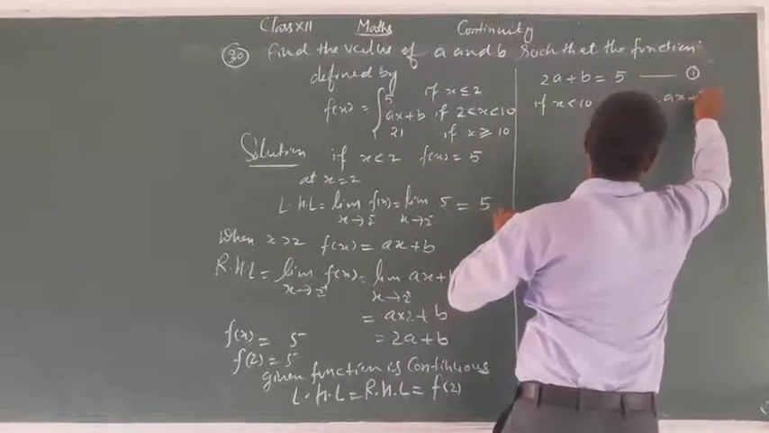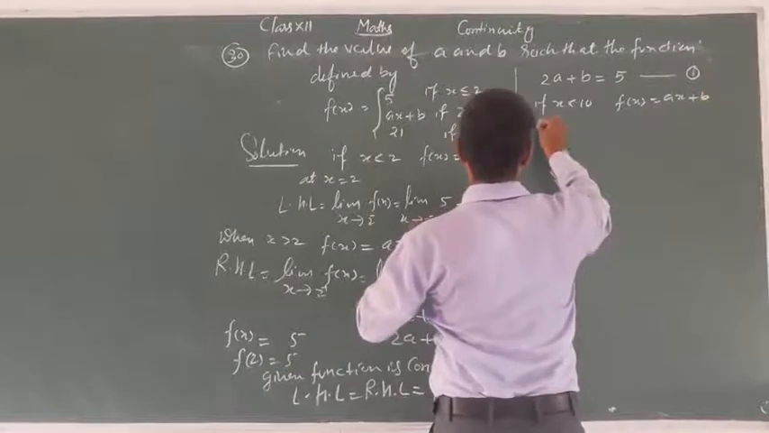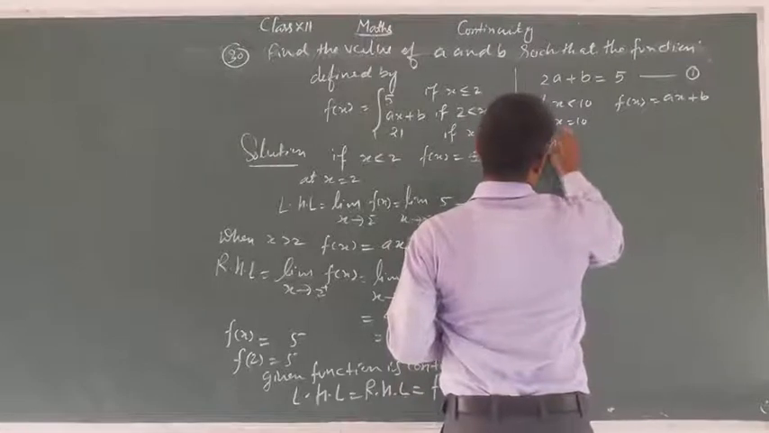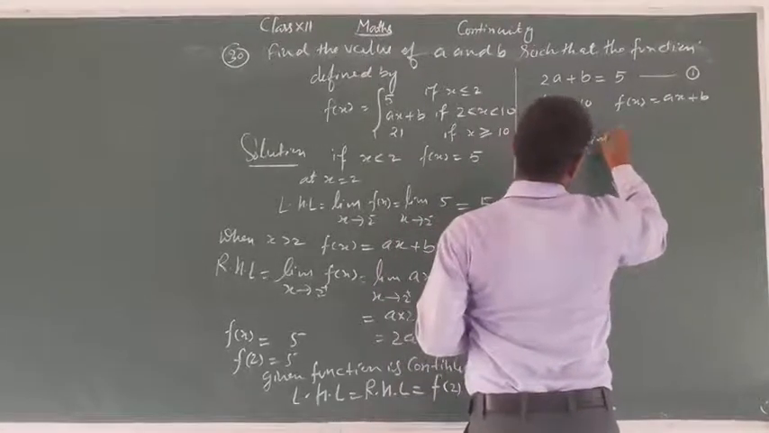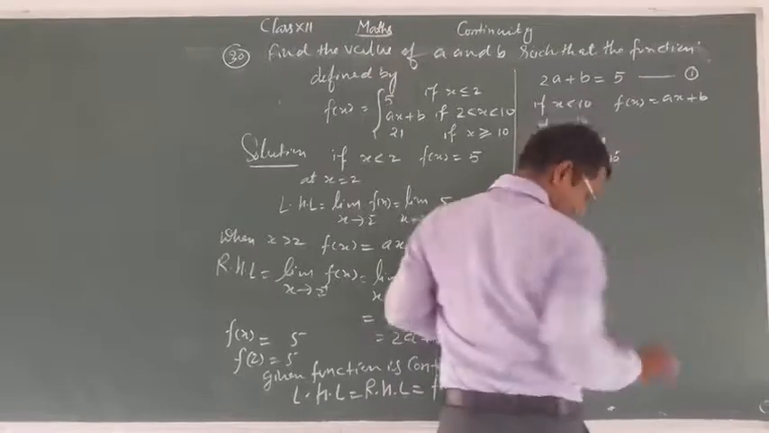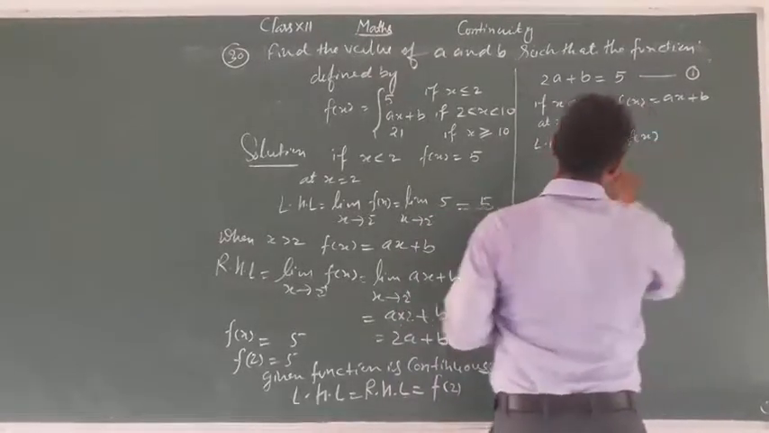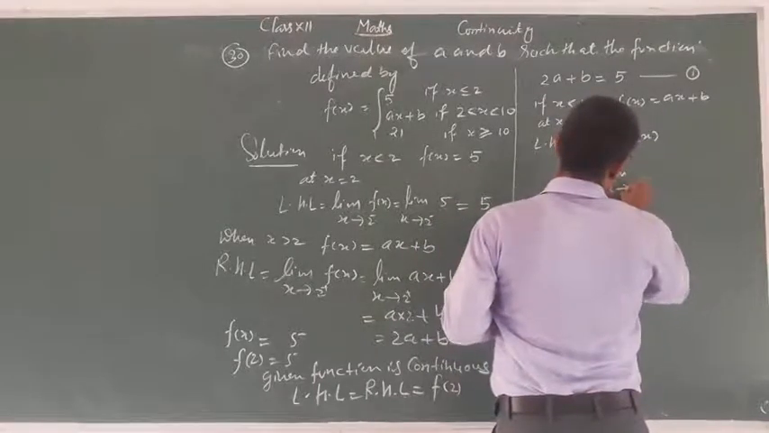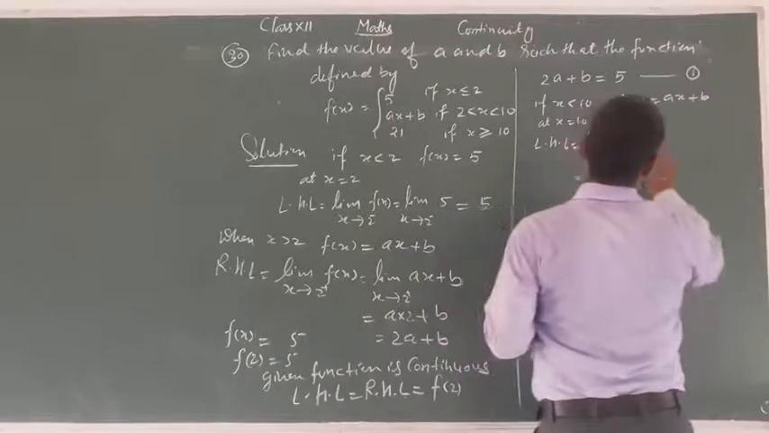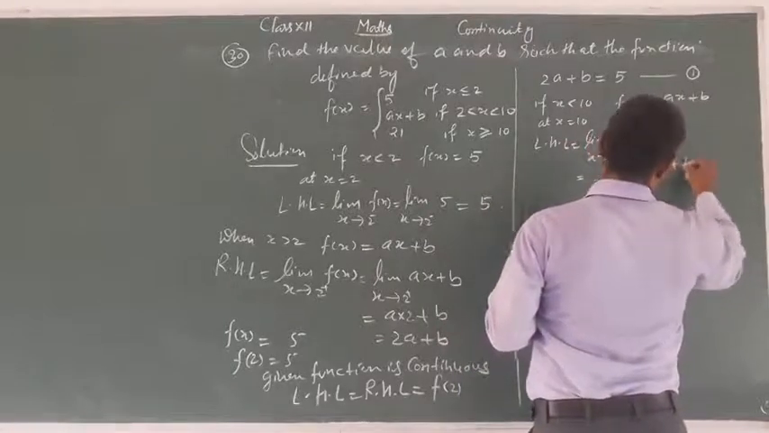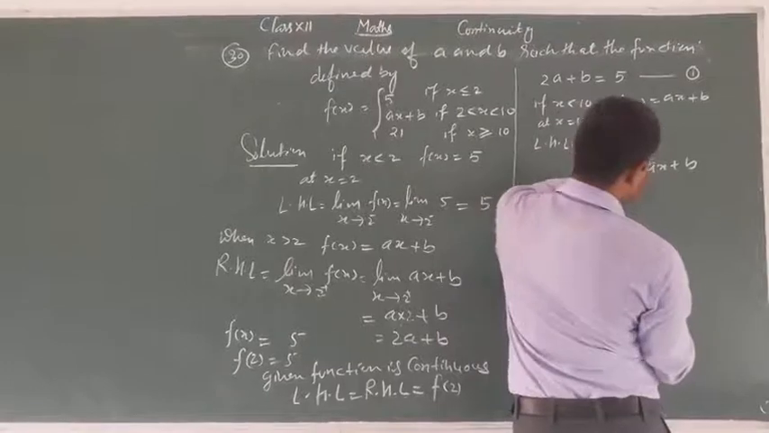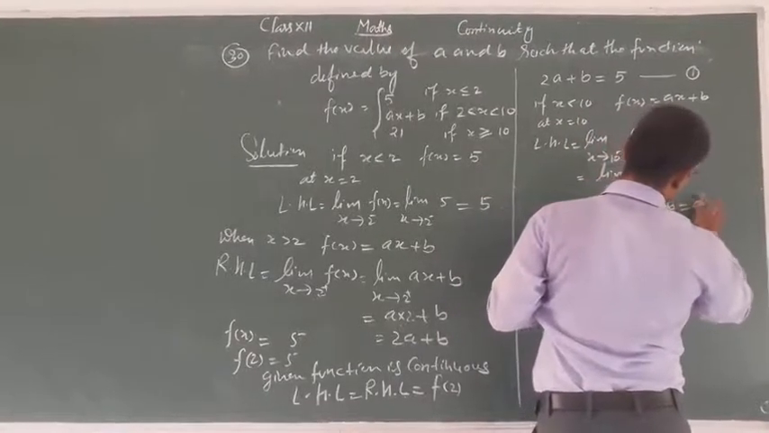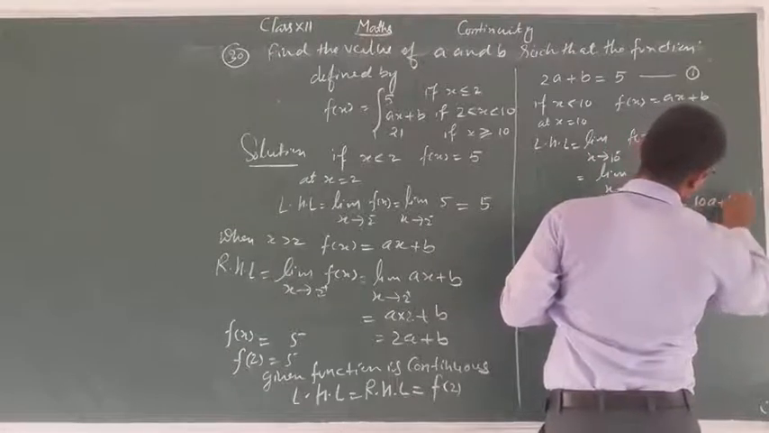And also if x is less than 10, the given function f(x) is equal to ax plus b at the point x equals 10. So the left hand limit, limit x tends to 10 from the left of f(x), is ax plus b. Now put x equals 10 here: a into 10 plus b is equal to 10a plus b.